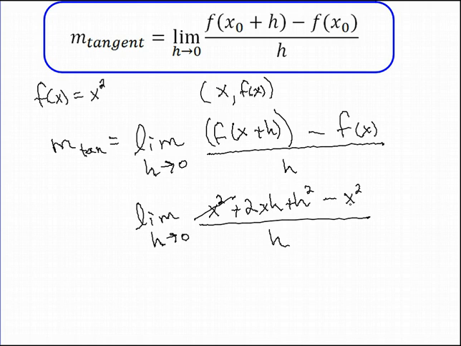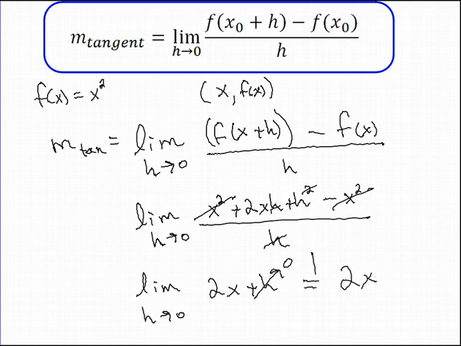Now notice, x squared cancels with x squared, and h cancels with an h. So what are we left with? We're left with the limit as h approaches 0 of 2x plus h. Now if h is approaching 0, then this term is approaching 0, and we're left with 2x. So what does this tell us? This tells us that we can pick any x value we want, and we can know the slope of the original function at that x value simply by multiplying by 2.